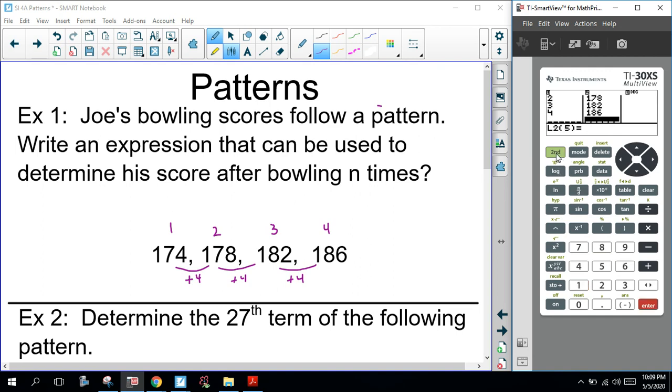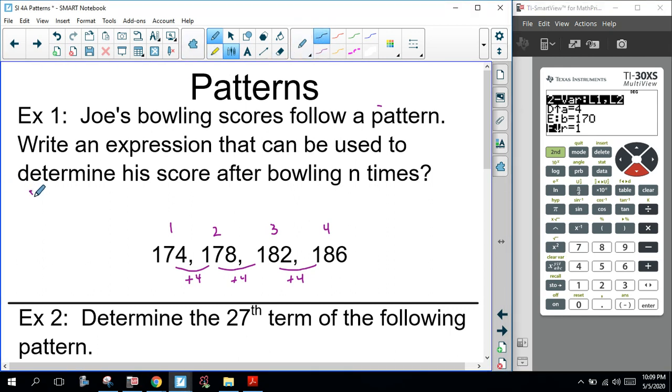And to use the calculator to do this, I'm going to hit second and quit. And then we're going to go to second data, and we're going to choose 2-variable statistics. Hit enter, and then we hit enter a couple more times. And we go down just like we did when we were writing equations of a line. We find the a and the b, which represent the slope and the y-intercept. So your equation here, if we're doing it in y equals mx plus b form, is y equals 4x plus 170.